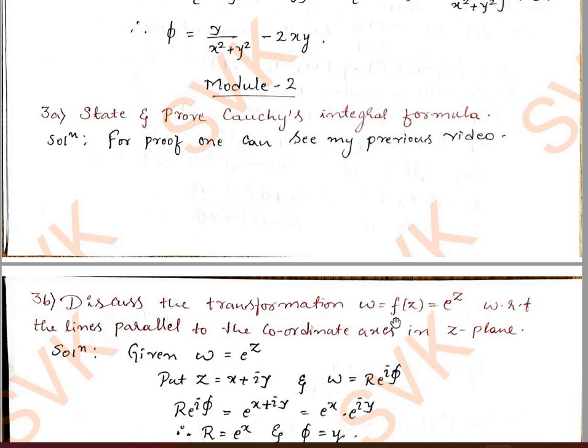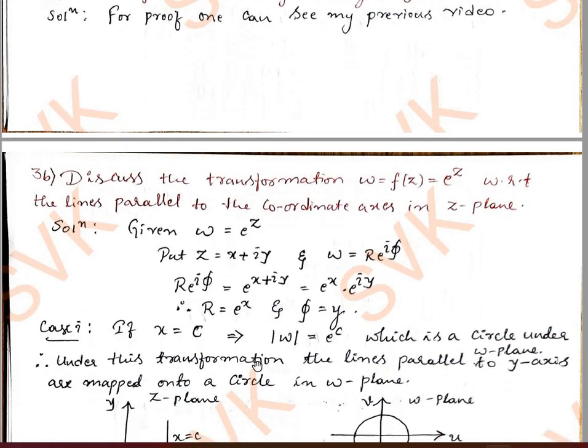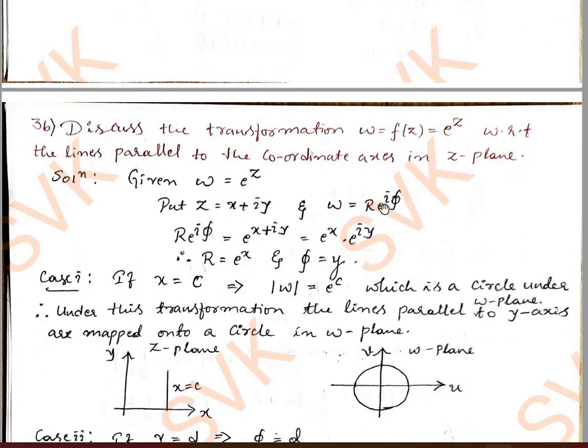Discuss the transformation w equal to f of z, which is equal to e power z, with respect to the lines parallel to coordinate axes in the z plane, which is an important problem. W equal to e power z, consider putting z equal to x plus iy and w equal to r e power i phi. So we got r e power i phi is equal to e power (x plus iy). By applying laws of indices, I am going to get e power x into e power i y. Then equating the real part and imaginary part, r is equal to e power x and phi is equal to y.